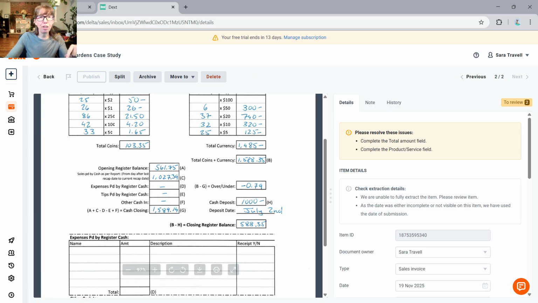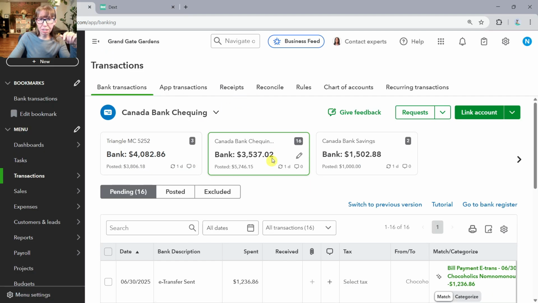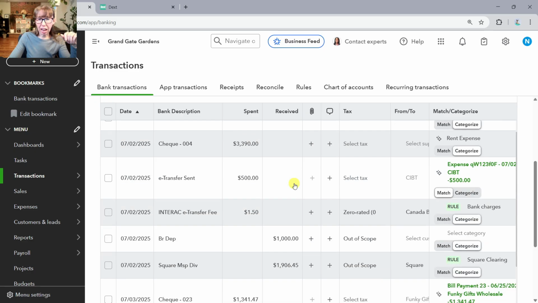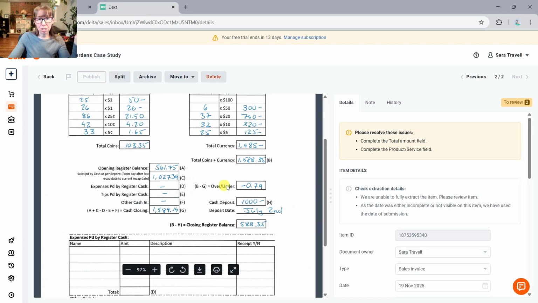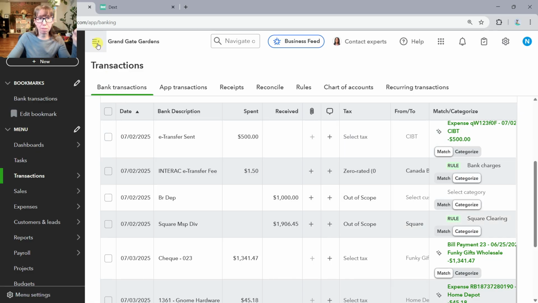So let's jump on over and see if just the even 1,000 went in on July 2nd, or if it was a combined deposit that had maybe some cash and some checks. So let's go over to QBO, and here we are. I'm in the Canada Bank Checking bank feed. And there is our branch deposit for $1,000 on July 2nd. And according to this register recap, that is all register cash. So it's not a combined deposit.